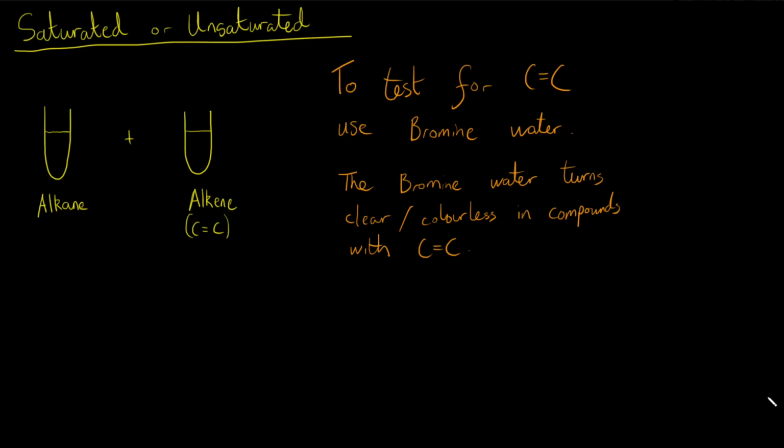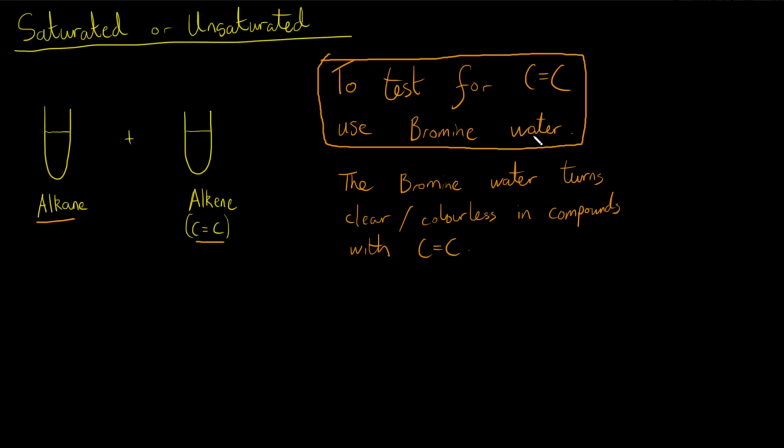Okay, just to explain that a little bit further in case it wasn't too clear on the last slide, if we wanted to physically test two different liquids to see if one was an alkane or one was an alkene, to test if they were saturated, just single bonds, or if there was an unsaturated carbon to carbon double bond, then we would use a chemical called bromine solution or bromine water. So to test for a carbon to carbon double bond, we would use bromine water.